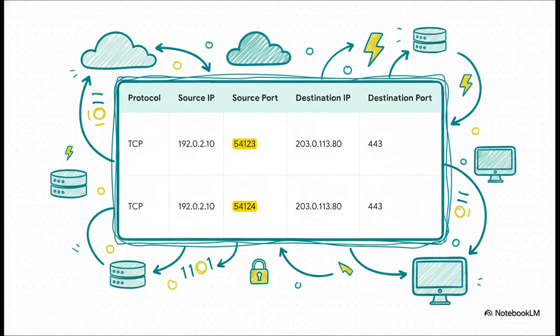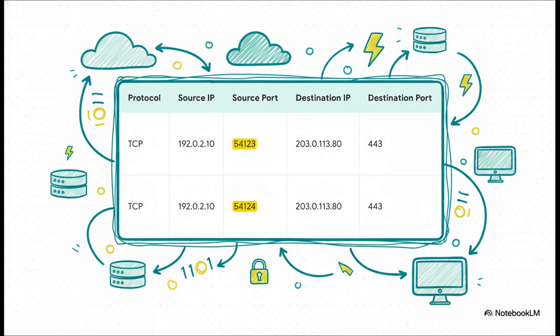So have you ever wondered how your computer can have, say, two browser tabs open to the exact same website at the same time? How does it keep those conversations separate? The answer is this thing called the 5-tuple. The OS tracks every single connection using a unique combination of 5 things: the protocol, your source IP, a unique source port, the destination IP, and the destination port.